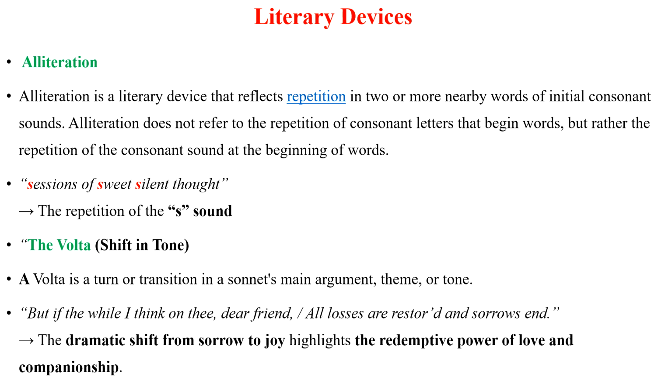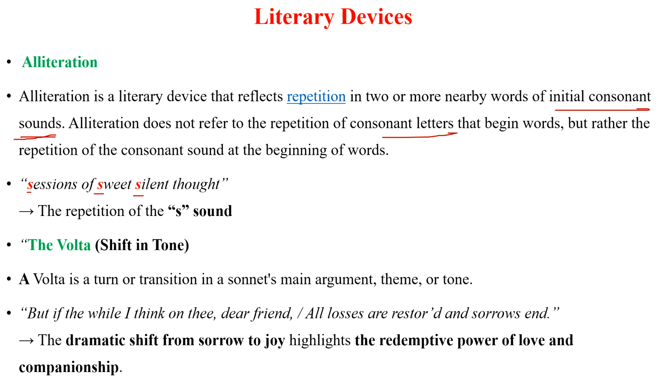So let's see what the literary devices in the poem are. Alliteration. Alliteration is the repetition of initial consonant sounds. It's not letters. Repetition of initial consonant sounds. For example, you see sessions, sweet, silent, thought. A repetition of the s sound in this. So this is called alliteration.